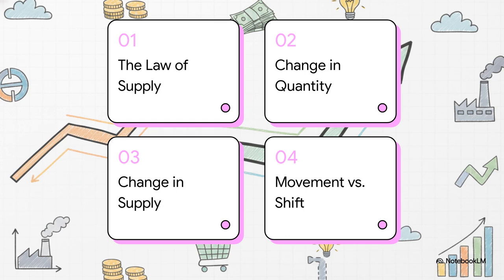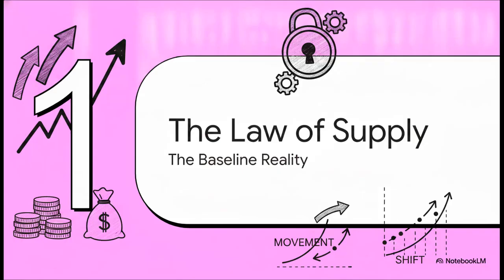1. The law of supply. 2. Movements, also known as a change in quantity. 3. Shifts, or a change in supply. And 4. We'll wrap it all up with a head-to-head recap. All right, let's kick things off with Section 1, the law of supply.